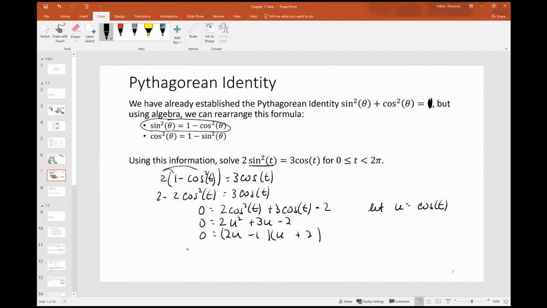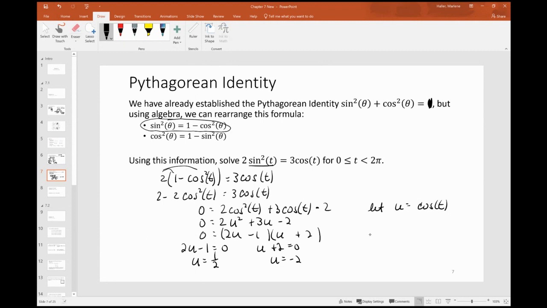All right, so the zero product principle then tells us that 2u minus 1 equals 0, or u plus 2 equals 0. Solving this first equation for u, we'll add 1 and divide both sides by 2. So u would be 1/2. And the second one over here, u is just going to be -2. All right, let's undo the substitution.